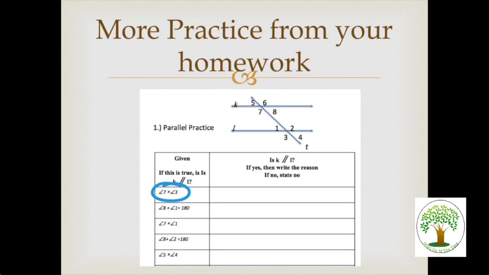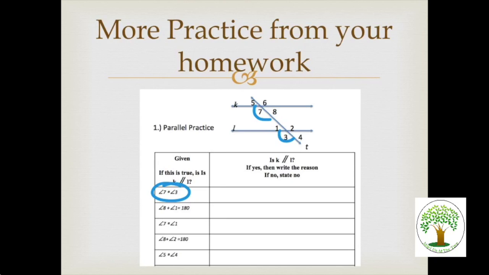that those are parallel? I have to mark them. I have to look at them. You might have to mark them very lightly because you'll erase this. This one will only apply to this one. 7 and 3: does 7 and 3 being congruent make L and K parallel? Yes. And so it says if yes, write the reason. If no, you just say no. Okay?